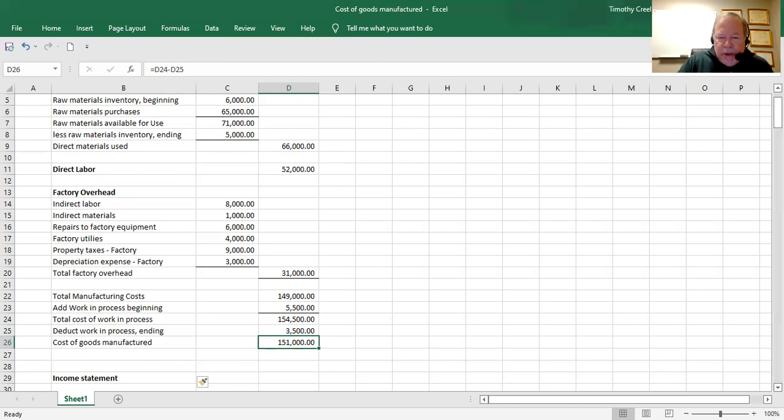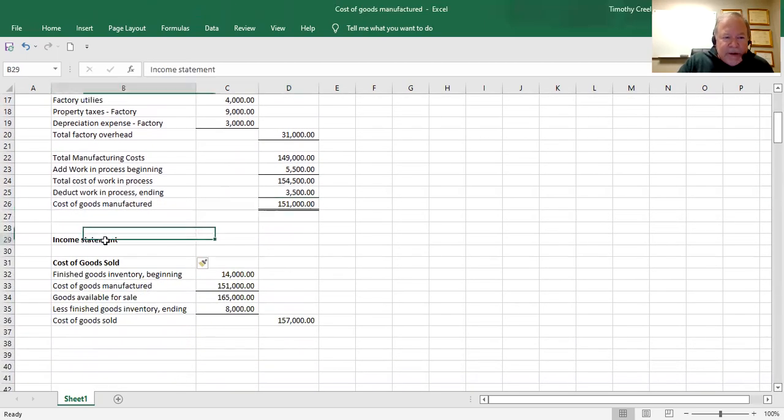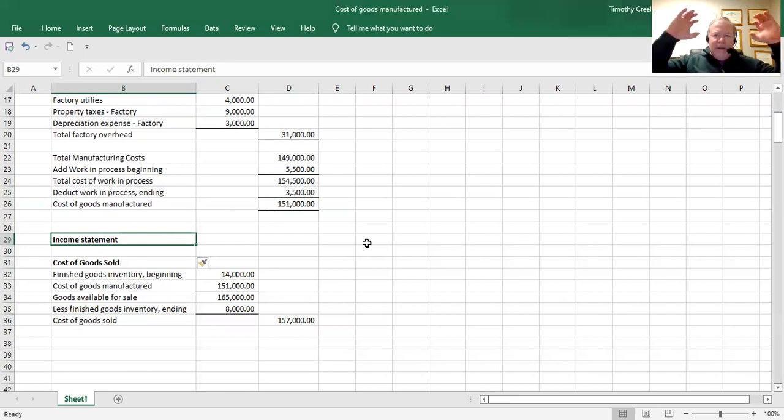Now, there was one other thing I wanted to talk about, and that's cost of goods sold. And cost of goods sold would be a section on the income statement. You would basically have sales less cost of goods sold gives you your gross profit. And your gross profit is basically your markup on the goods that you sell, also known as gross margin. Sometimes you'll see it as gross profit or gross margin.